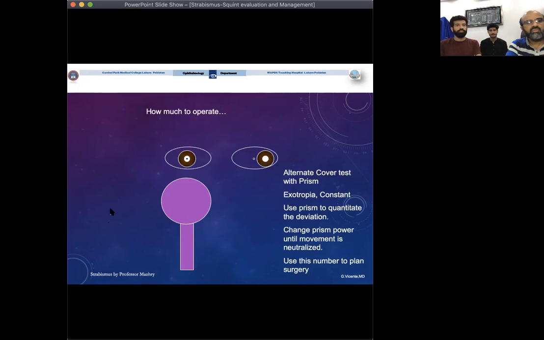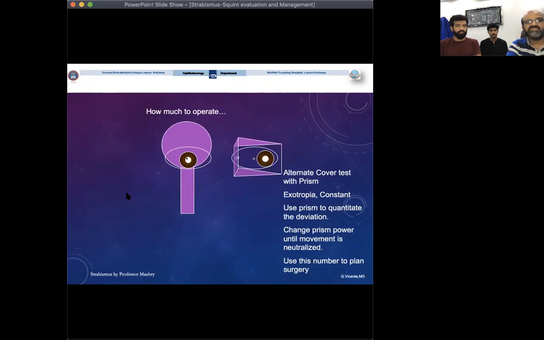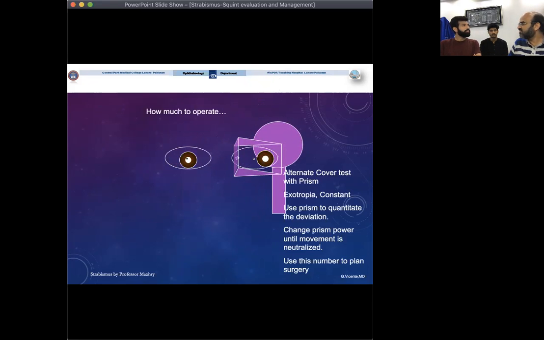You will see. We do a simple cover, uncover test. And then we bring a prism in front of the eye. So remember about the prism. Prism is always used or classified with respect to its base and apex. So apex will be directed to the direction of the deviation.